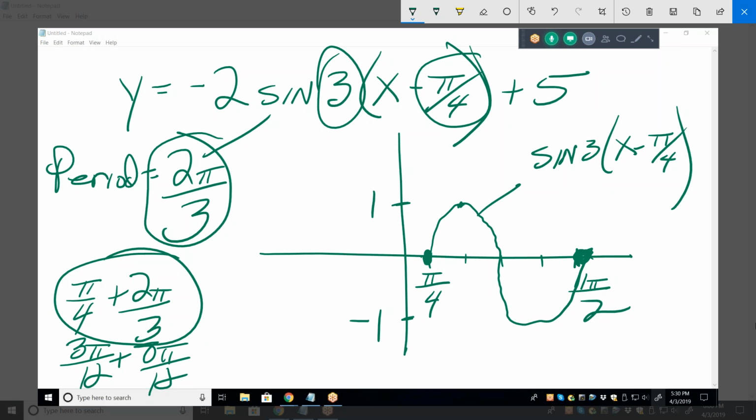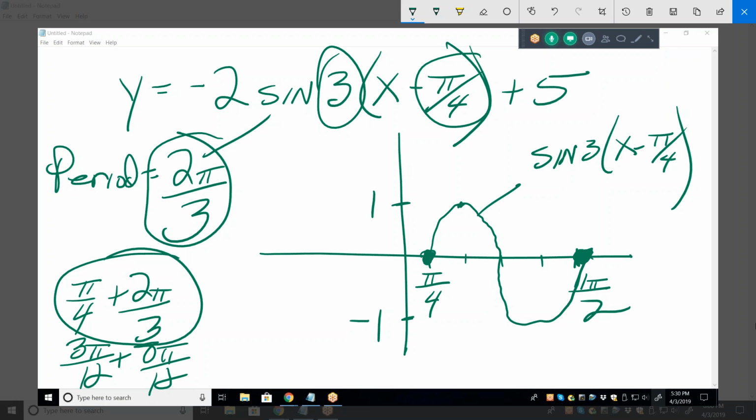Okay. Once you have a starting point and an ending point, you can quarter it up, and then you can draw your curve, your regular sine curve that starts at your starting point, comes back to that starting point.